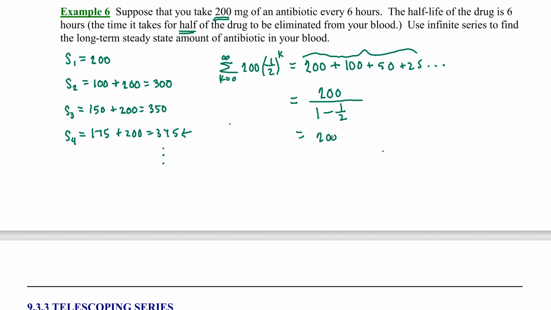That's 200 over 1/2. 200 divided by 1/2 is 400 milligrams. So the steady state amount of the antibiotic in our blood over time, even though we keep taking 200 milligrams every 6 hours, is a maximum value of 400 milligrams. Very interesting that that can be modeled with a geometric series.